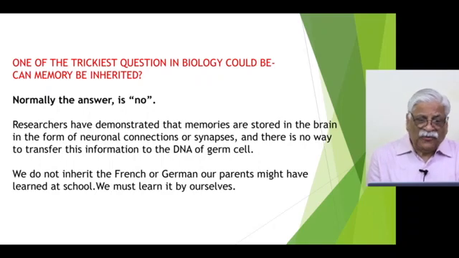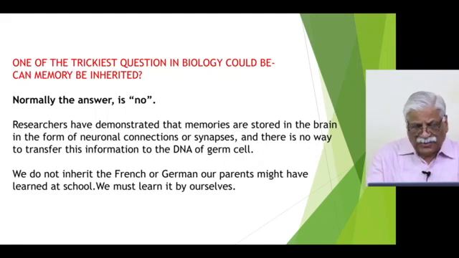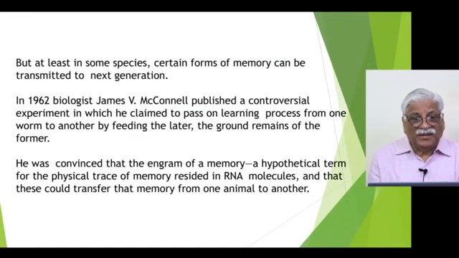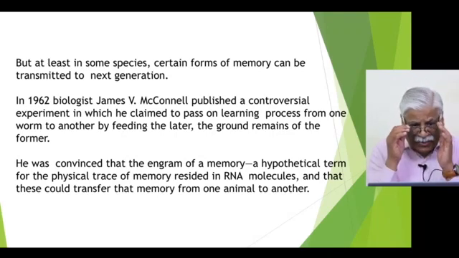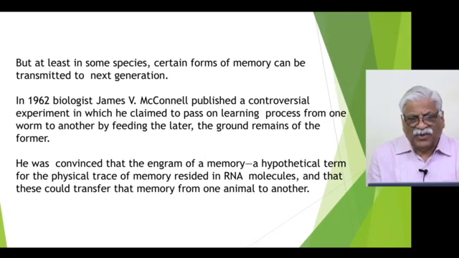We do not inherit the French or German our parents might have learned at school, because we have to learn it ourselves. But at least in some species, certain forms of memory can be transmitted to the next generation. In 1962, biologist James V. McConnell published a controversial experiment in which he claimed to pass on a learning process from one worm to another by feeding the latter the ground remains of the former worm.